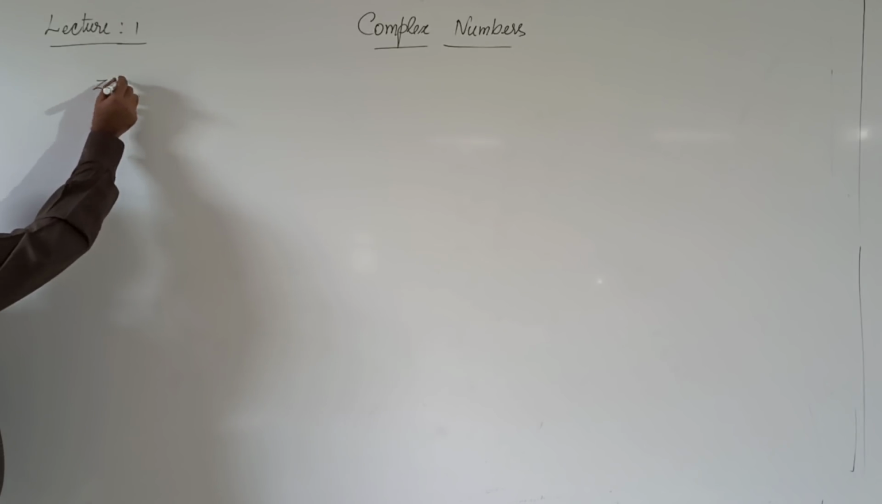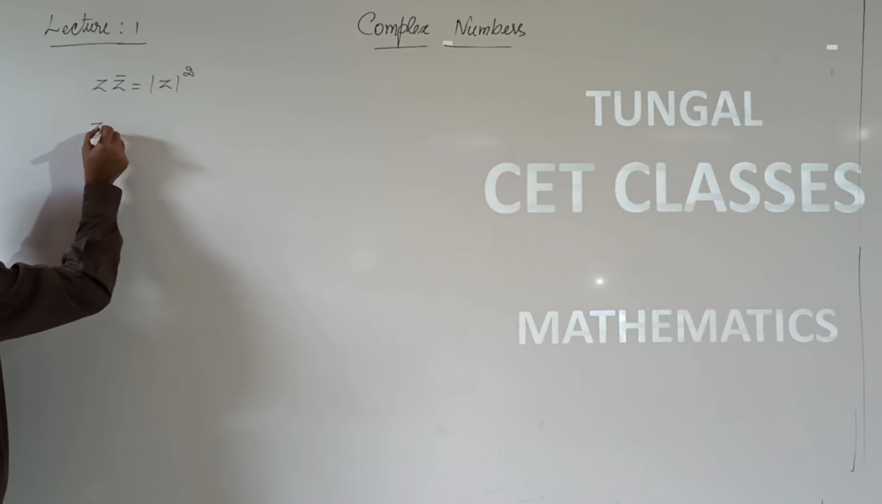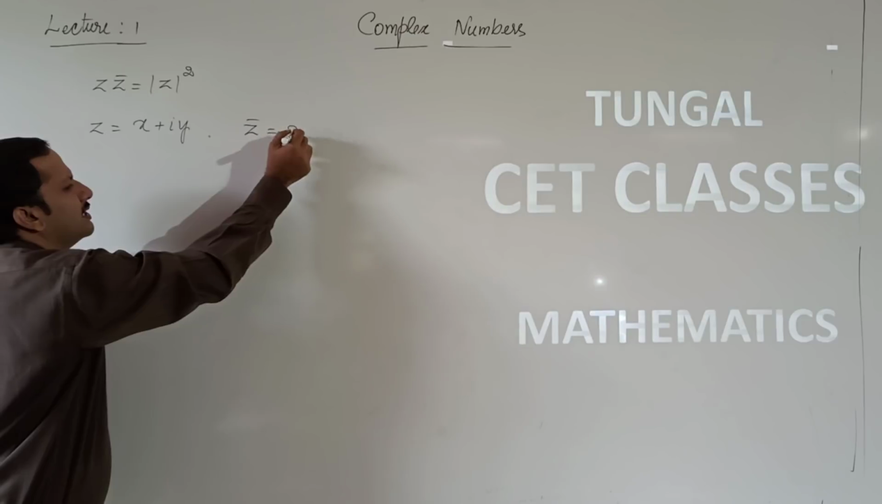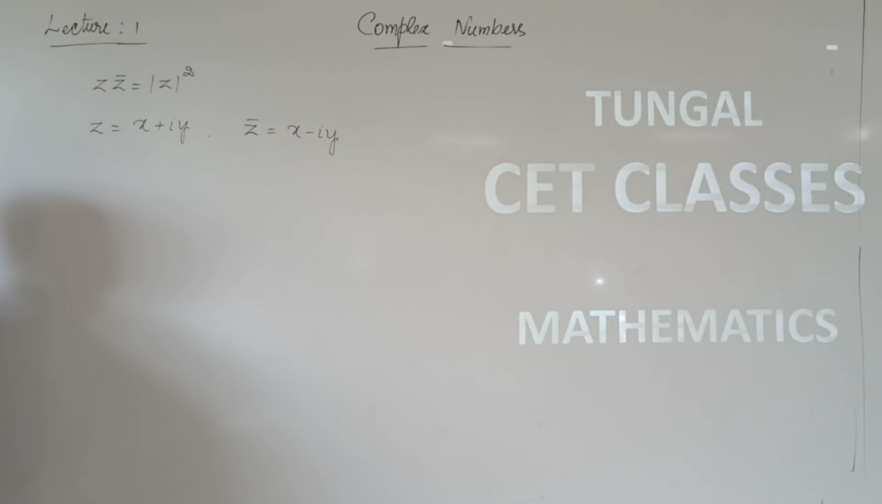Next, see, z into z bar is equal to mod z whole square. If z is equal to x plus iy, then z bar is equal to x minus iy. Modulus over. Now let us say what is the amplitude or the principal argument.